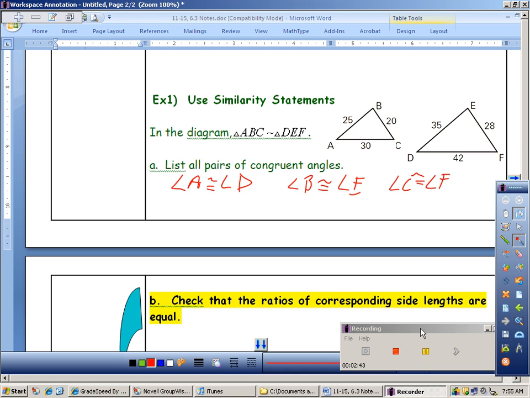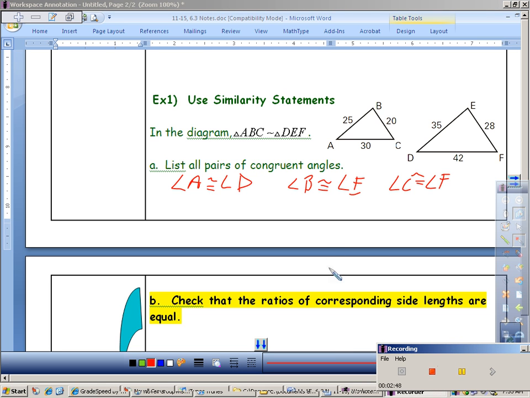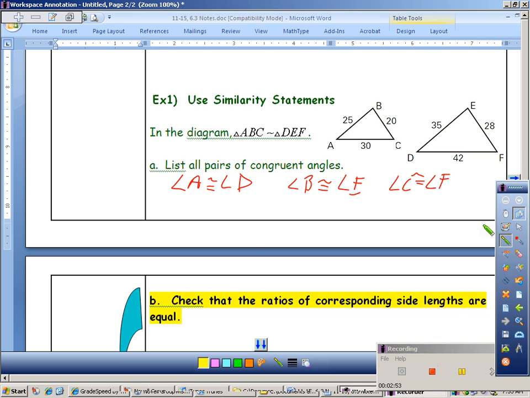Now below it asks me to check that the ratios of corresponding side lengths are equal. So I set them up. A to B corresponds to E to D. BC corresponds to EF. And I have AC corresponds to DF. So I set those up as ratios, and I see if they're proportional.